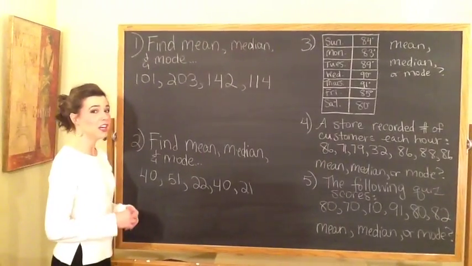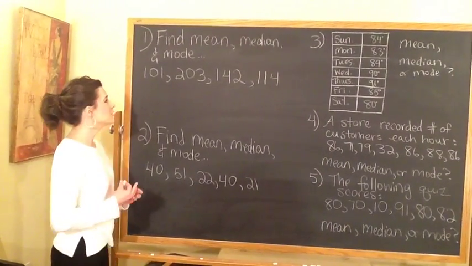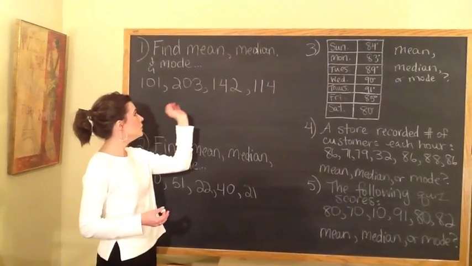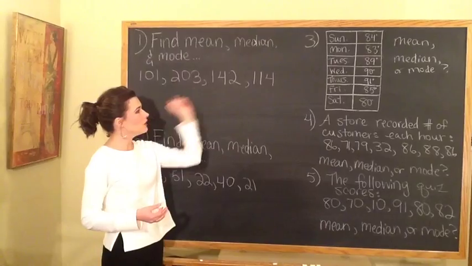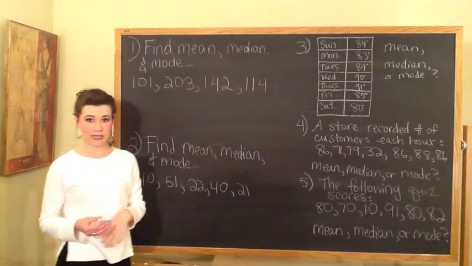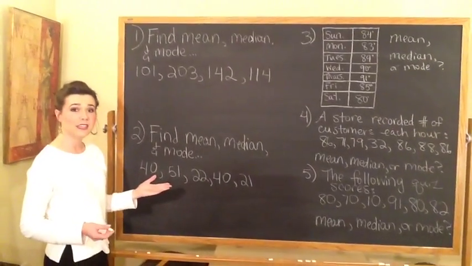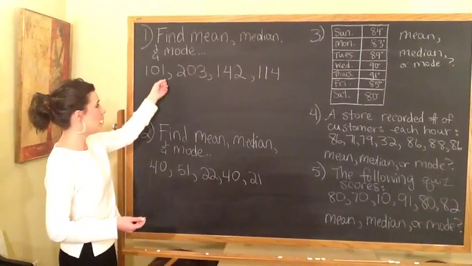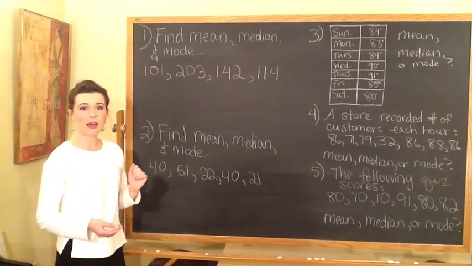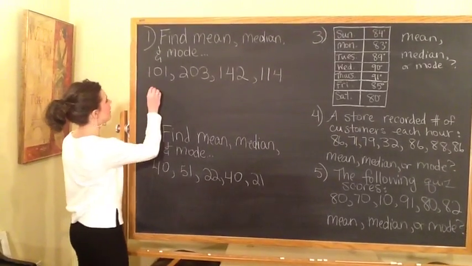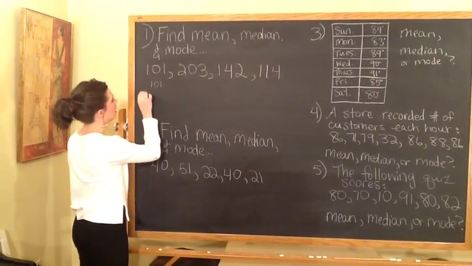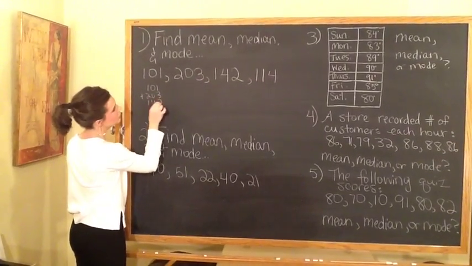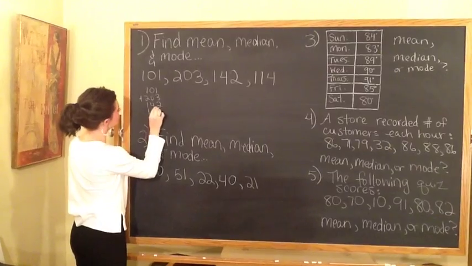Alright, let's go ahead and look at our first example. Let's start off with this list of data. We have 101, 203, 142, and 114. First I'm going to find the mean of the data. I'm going to add them all up, then divide by 4, since there are four numbers. So we have 101 plus 203 plus 142 plus 114.